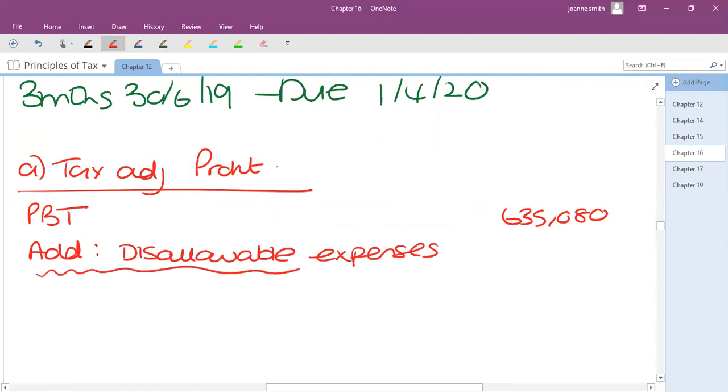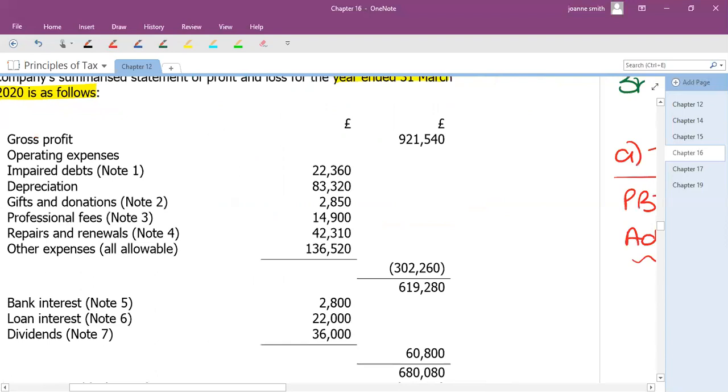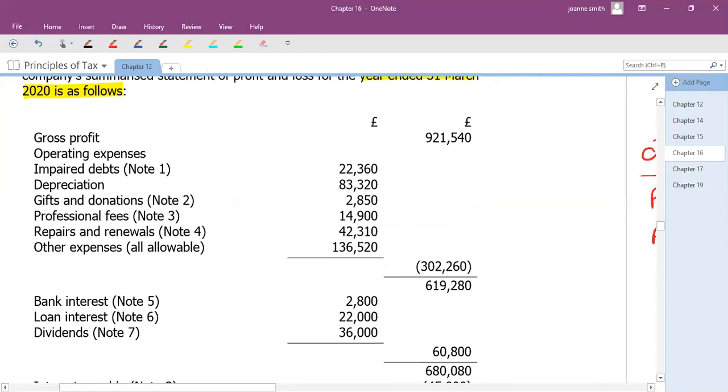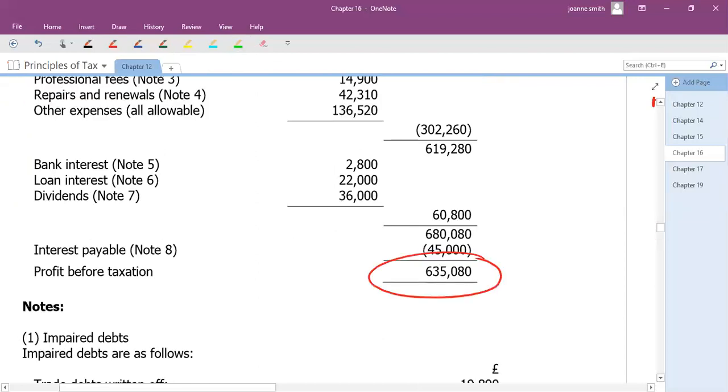Okay, so let's start at the top. Now anything that's in the gross profit will be fine. Gross profit is often referred to as trading profit, so it's simply your sales and your cost of sales. So it's always anything below gross profit that causes any issues. So we're going to go down the list, we're going to read the notes as we go along, and we're going to decide what it is that we need to do. So the first item we've got here is the impaired debts, and that relates to note number 1. So let's go down to note number 1.